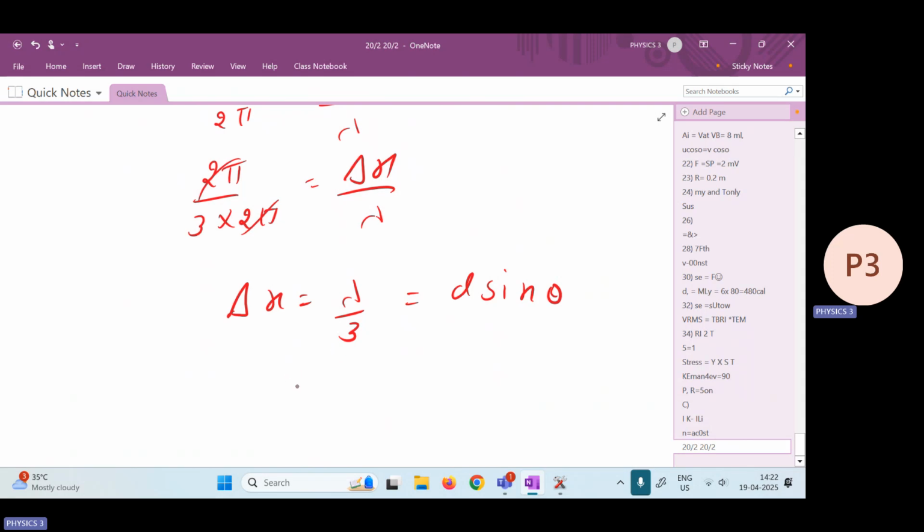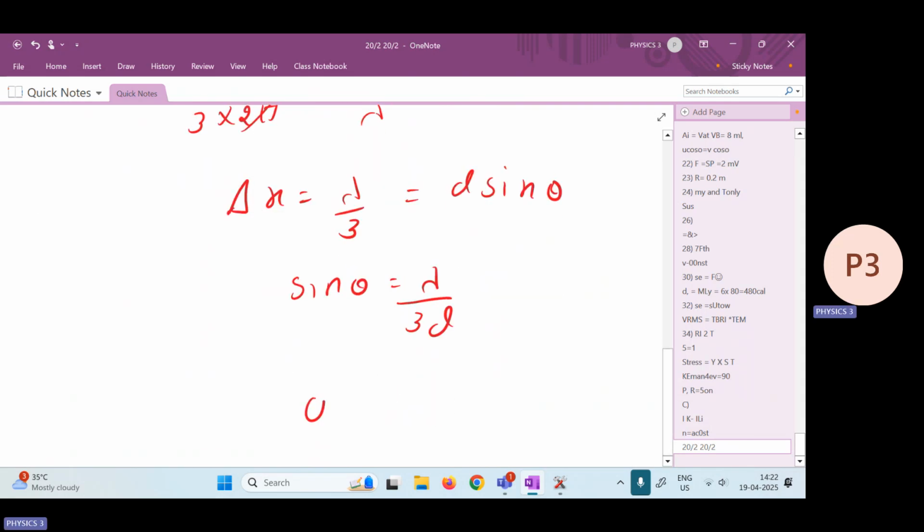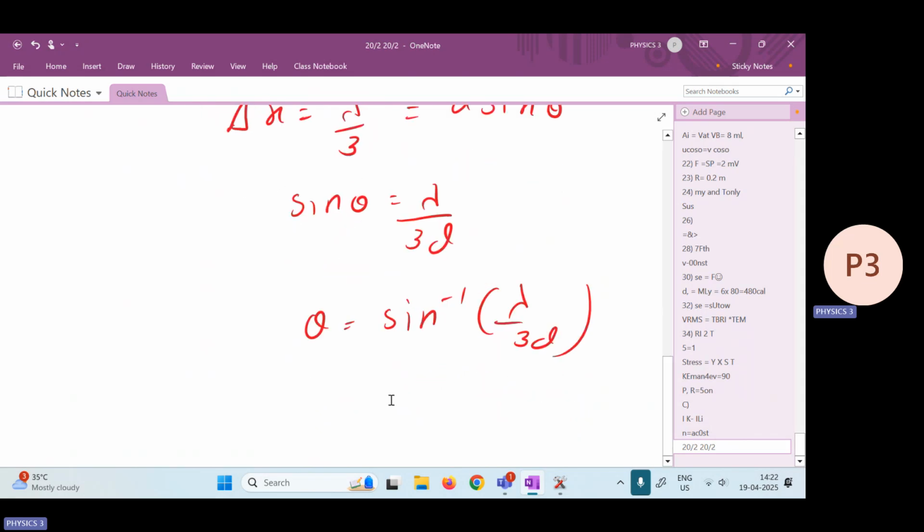So from here, sine theta comes out to be lambda by 3d. So theta comes out to be sine inverse lambda upon 3d. This is its angular position. Sine inverse lambda upon 3d. The C option is absolutely true in this situation.